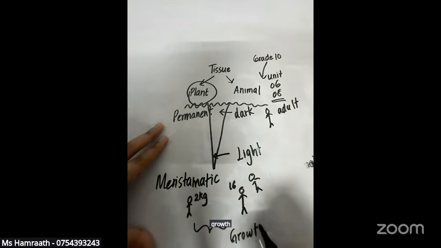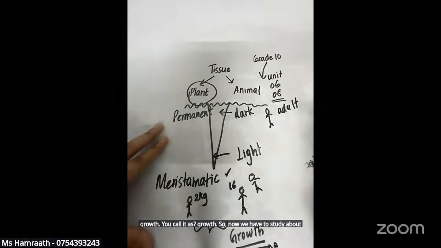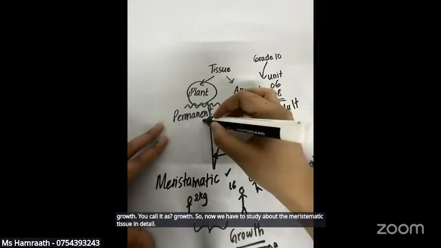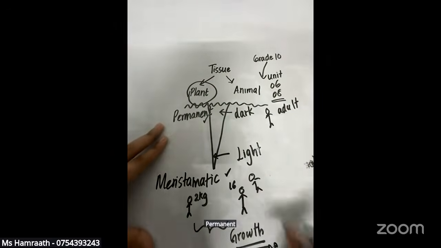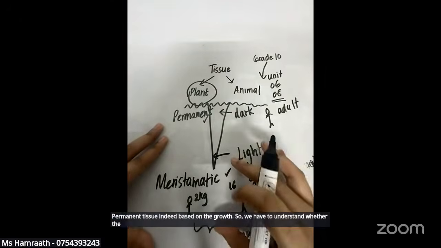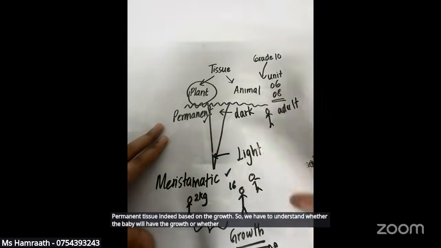You call it as growth. So now we have to study the meristematic tissue and permanent tissue in detail, based on the growth. We have to understand whether the baby will have the growth or whether an adult person will have the growth.